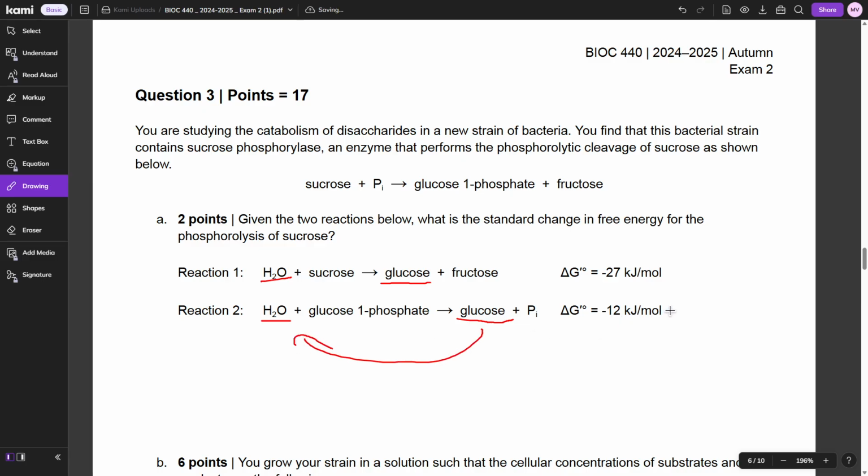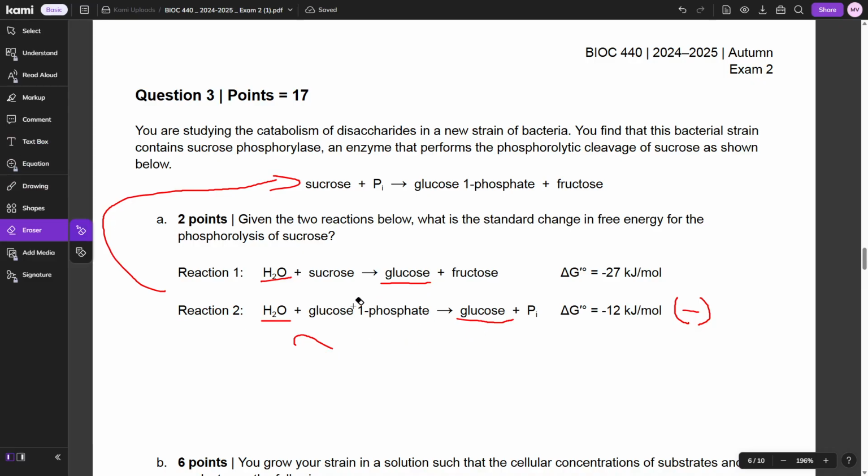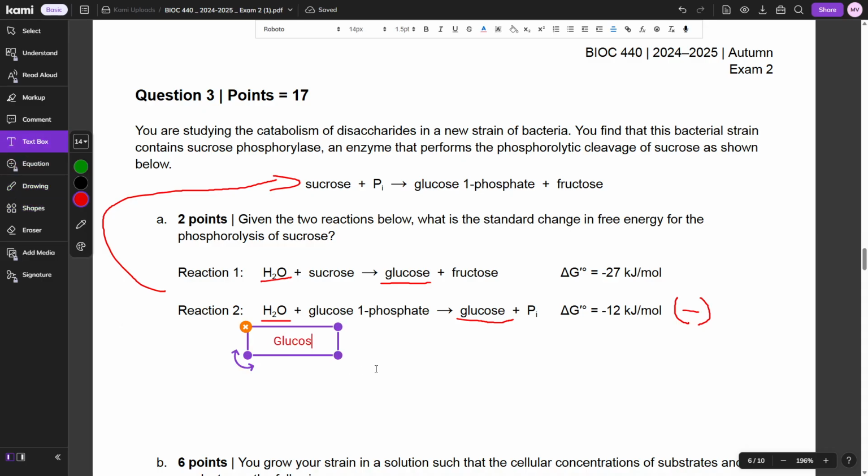And if I flip that around, I have to multiply this by a negative, so that's going to make this plus 12. I'm not going to do that right now, but you get the idea. Once I do this flipping and the canceling, this equation should match that. So if I flip this, you can imagine that, actually I'll just draw it out: glucose plus Pi makes glucose, I'm just going to say G1P, plus H2O.